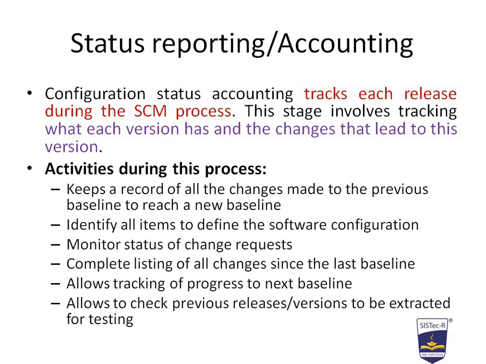So overall we can say where we are standing, what the things were, and what next can be implemented. So the present, the past, the last thing that we did, and the next thing we are planning to do, these three things have to be defined in the status reporting. So the first point is very important here: keeps a record of all the changes made to the previous baseline to reach a new baseline.